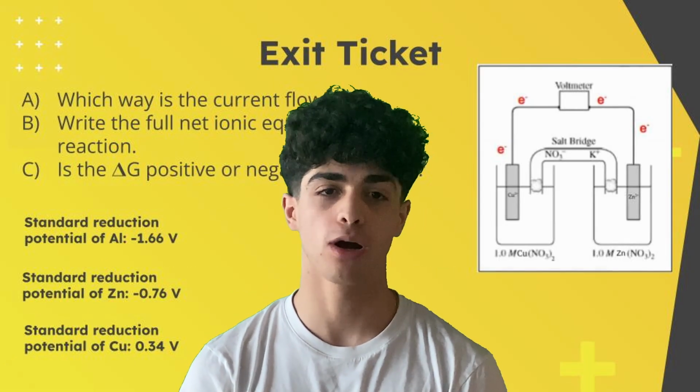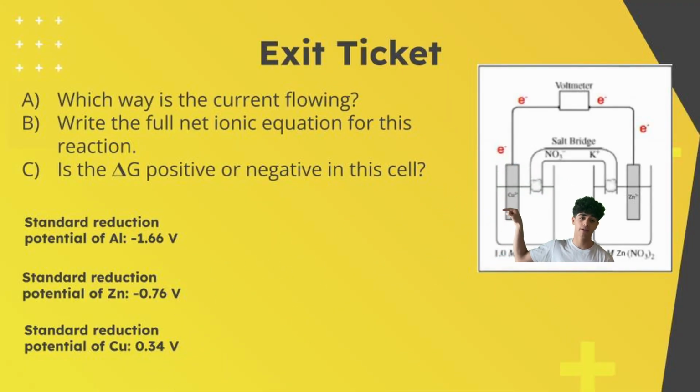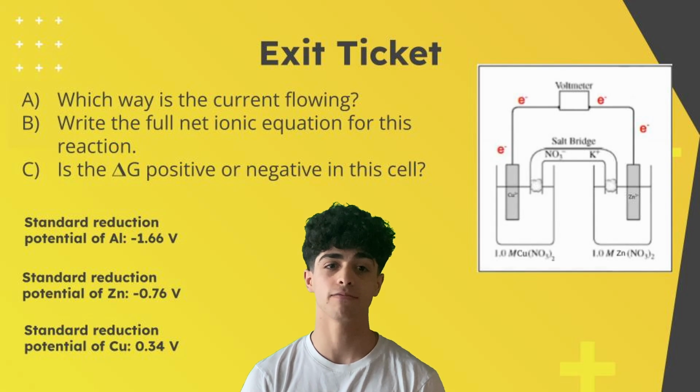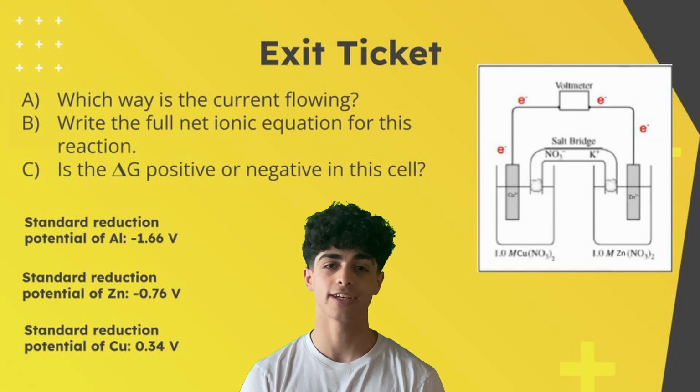All right, new practice problem. Which way is the current flowing in this cell? Is it this way or this way? Next, write the full net ionic equation of this reaction. And then, is the delta G positive or negative, the Gibbs free energy?